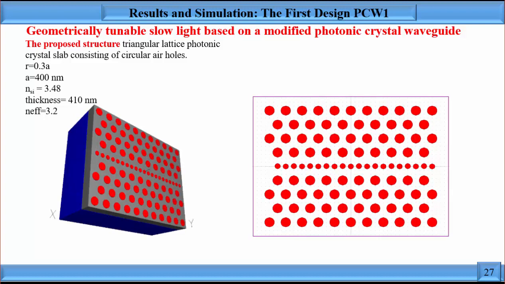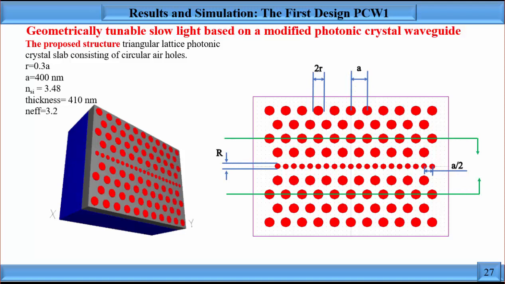Slide 27. Geometrically tunable slow light based on a modified photonic crystal waveguide. The first design, PCW1. The proposed structure is a triangular lattice photonic crystal slab consisting of circular air holes. Photonic crystal slab in 3D. The 2D modified photonic crystal waveguide with n_eff equals 3.2.